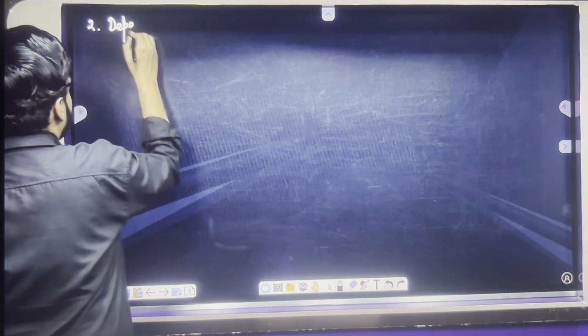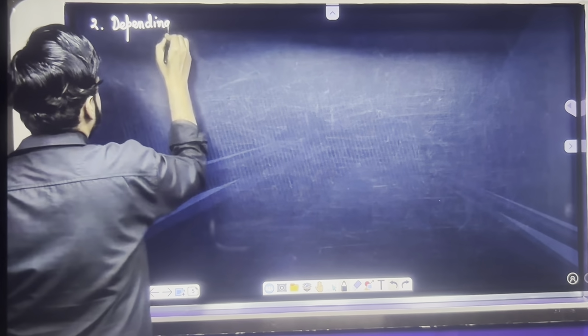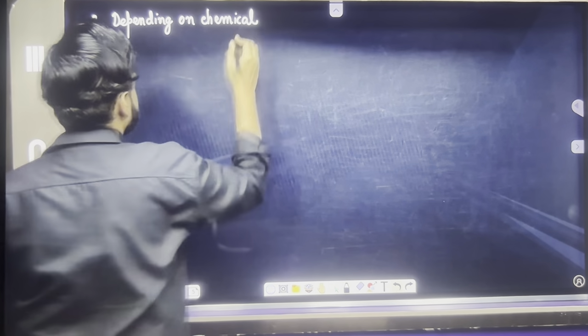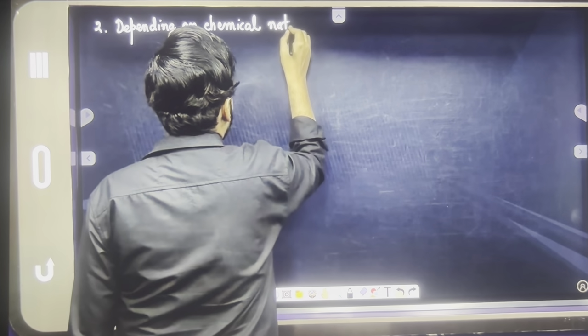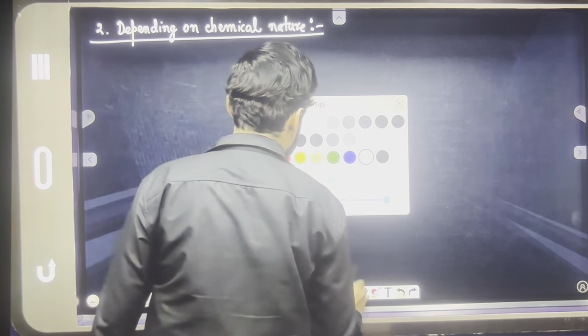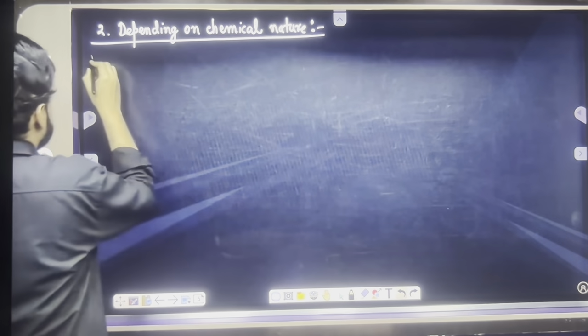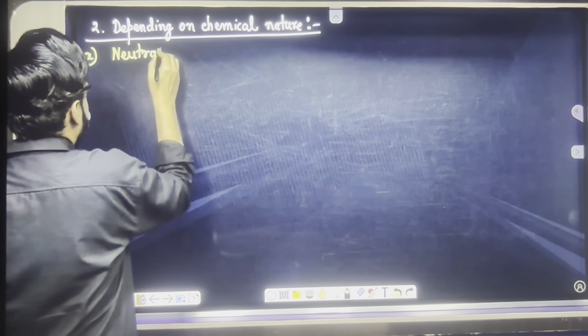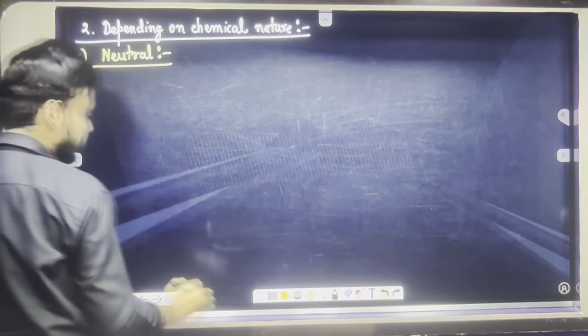Depending on the chemical nature of amino acids, amino acids can be classified in distinct categories. The first one is neutral amino acids.